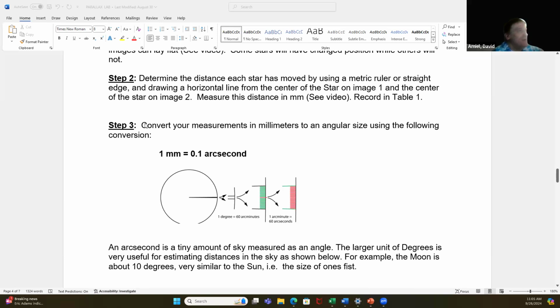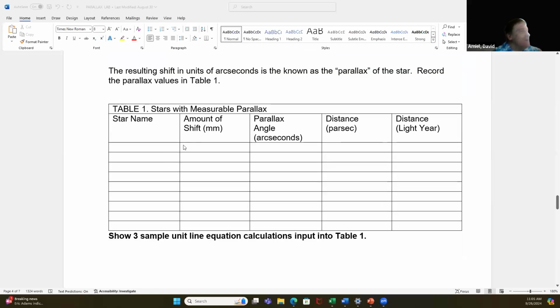So now you're on step 3, and look at this. You convert millimeters to arc seconds by noting that each millimeter is 0.1 arc seconds. So in this column, if your shift was 10 millimeters, not saying that's what it is, your parallactic angle would be 0.1 arc seconds. No, it would be 1 arc second, excuse me. Shift the decimal place one place to the left. That's all you've got to do.